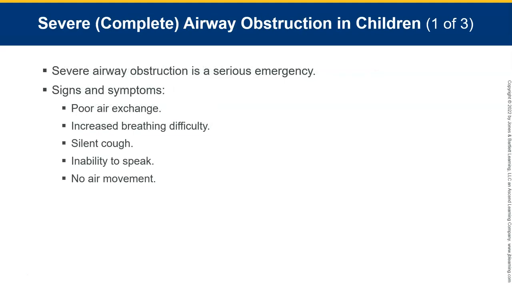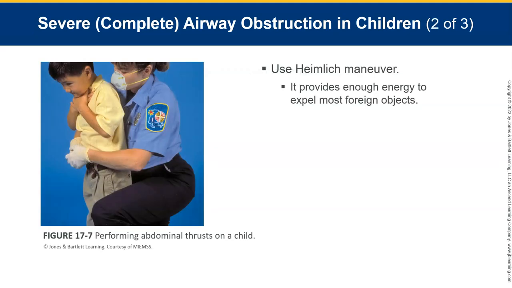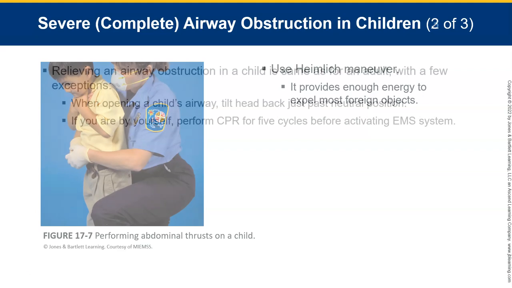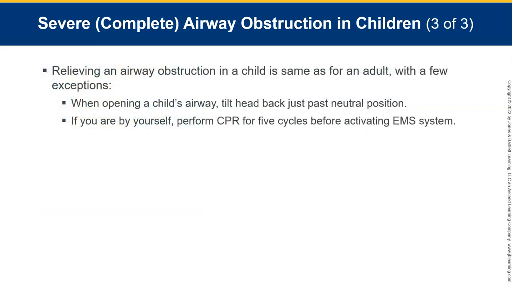Now, we will talk about complete airway obstruction. What does that mean? When we start talking about kids, airway obstruction is a serious emergency. A severe airway obstruction exists when you have poor air exchange, increased breathing difficulty, a silent cough, the inability to speak, or all the way up to and including no air movement. That's going to be a complete airway obstruction. How we're going to fix that with larger kids is abdominal thrusts, the Heimlich maneuver. And with little infants, we're going to do back blows.